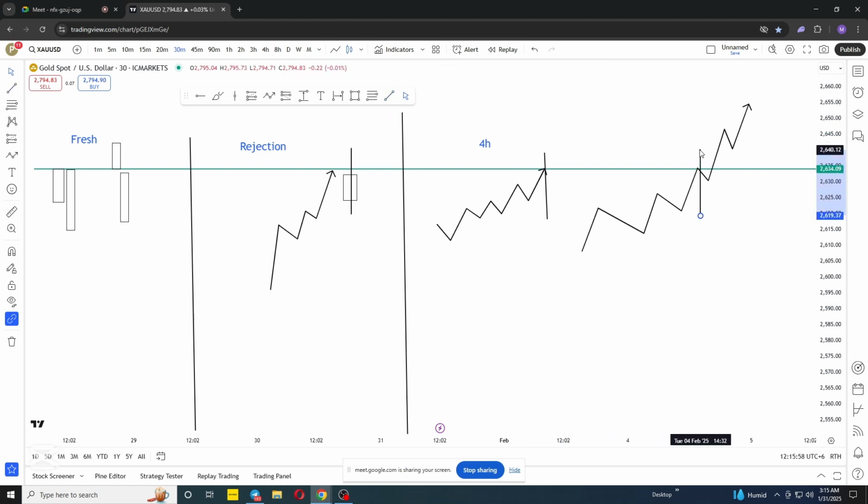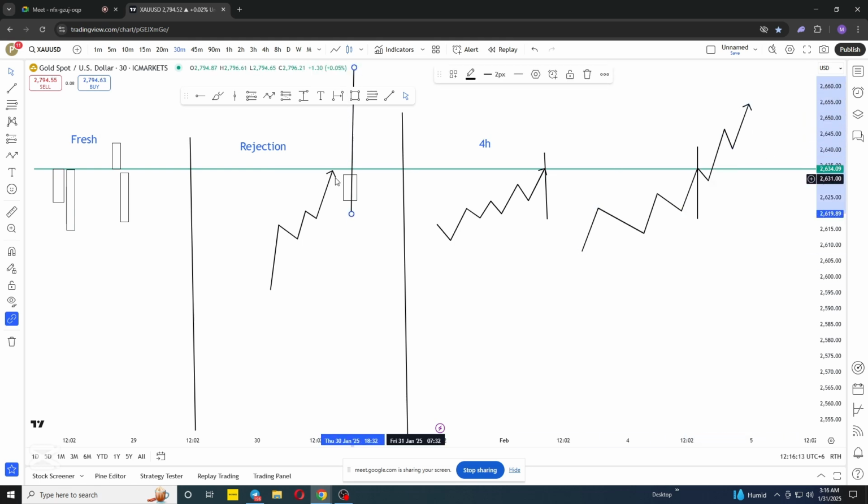You understand it, brother? Like this is the first when it rejected. Sometimes the candle could be something like this, too much big wick. So these are the possibilities of it. We will see both of the cases. It doesn't matter after the rejection.